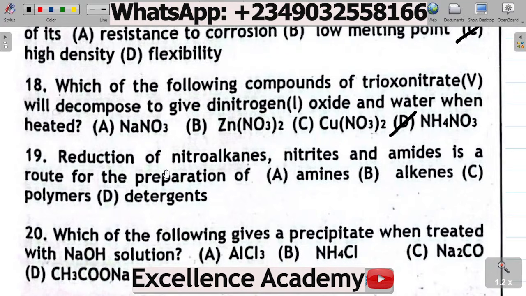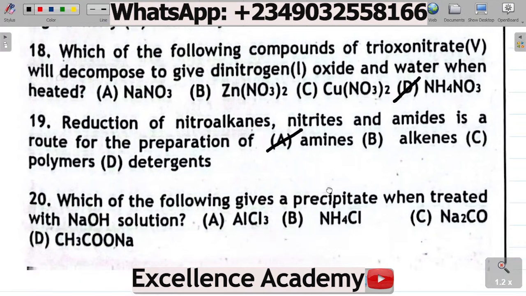Question 19 says reduction of nitroalkanes, nitrites, and amides is a route for the preparation of A. Amines, B. Alkenes, C. Polymers, D. Detergents. All right. Now you want to know that for this, the correct answer there is A, amines. All of these, that's nitroalkanes, nitrites, and amides, all reduce to give you amines. So amines is the correct answer.